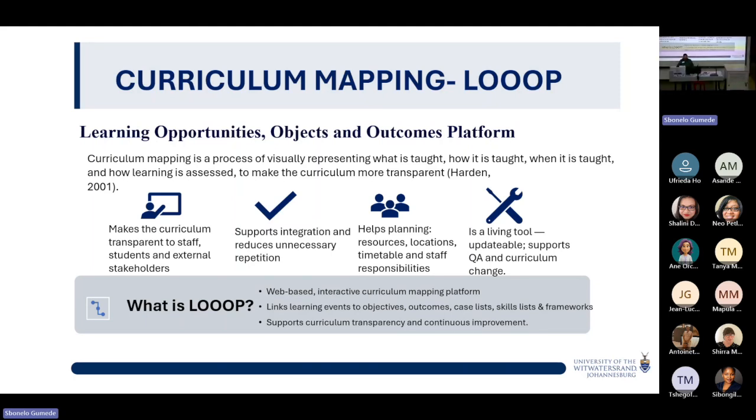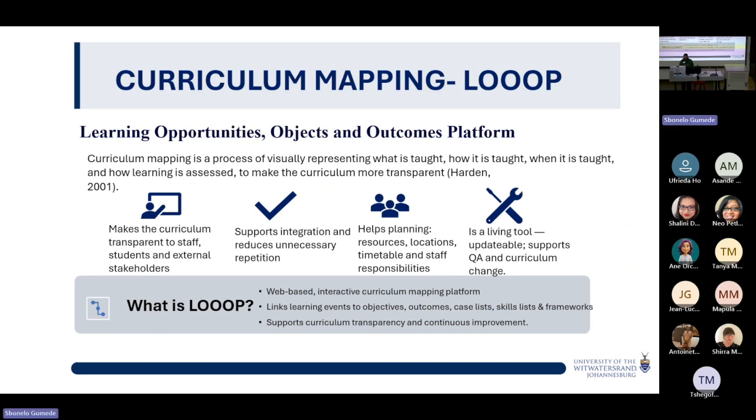The types of questions that Loop can help you answer include: what is our staff and student workload? How can we better align the outcomes and teaching assessments? What are our teaching methods? And what are the gaps and overlaps in our programs? Loop supports the quality assurance and curriculum changes. It reduces unnecessary repetition, and it links learning events to learning objectives and learning outcomes, as well as frameworks.